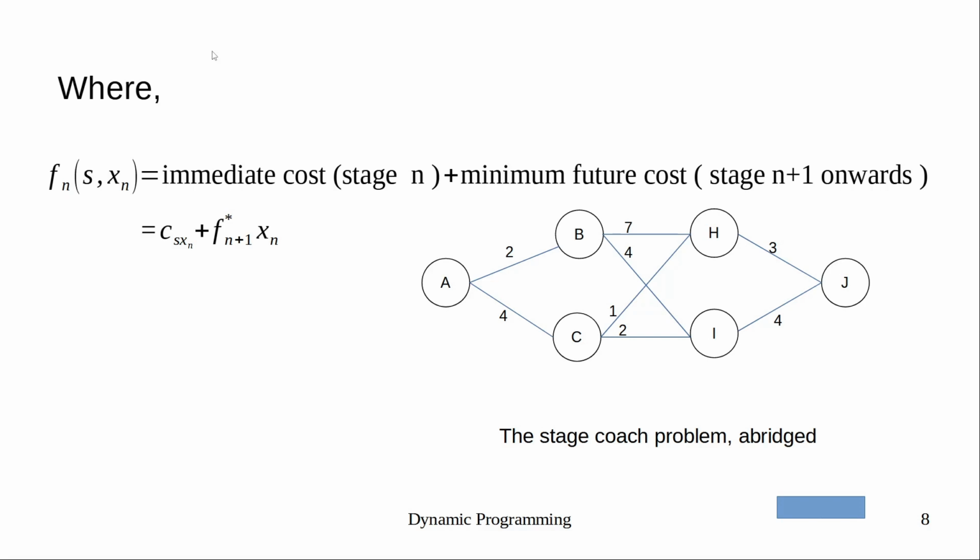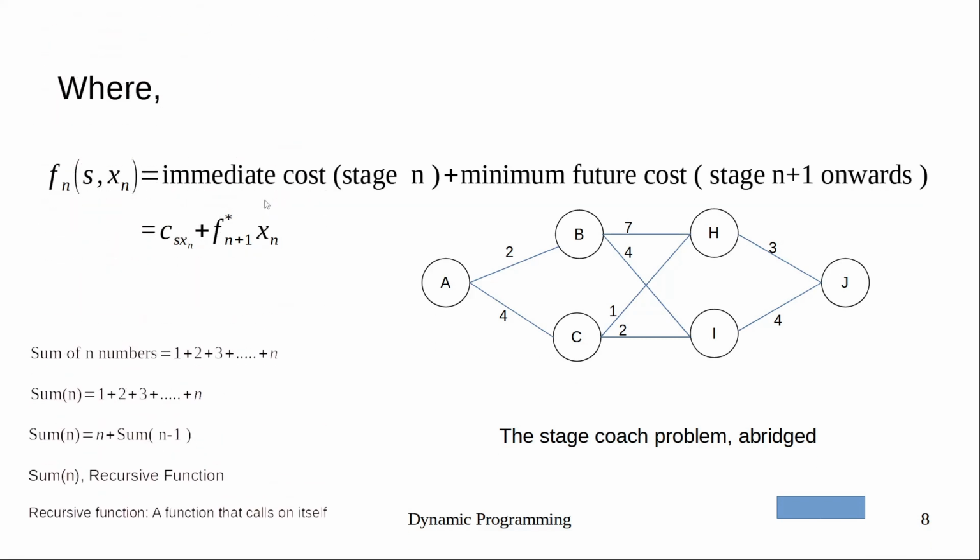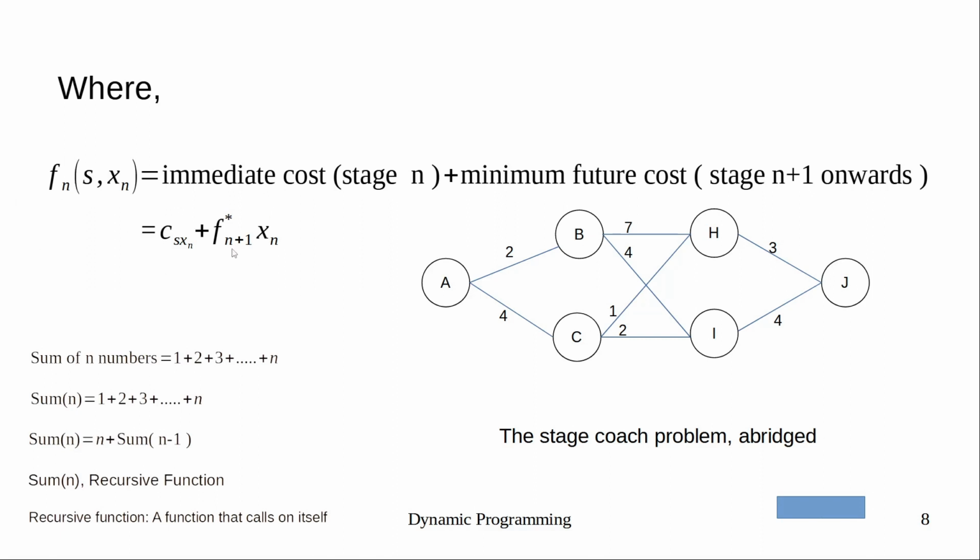Moving ahead, Fn(S, Xn) is nothing but the sum of the immediate cost that you will incur in traveling from stage n to stage n plus 1, plus the minimum future cost, that is the minimum cost from stage n plus 1 onwards to the end. So this can be written as C(S, Xn) plus F(n+1)(Xn). Now, as you can see here, this is a recursive function. What is a recursive function? It's already defined here.